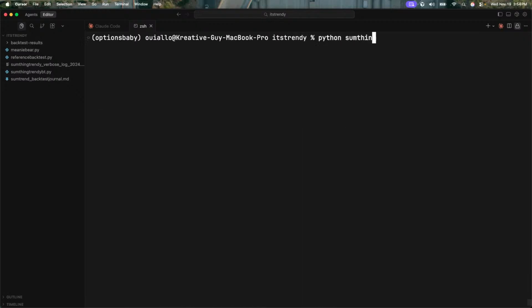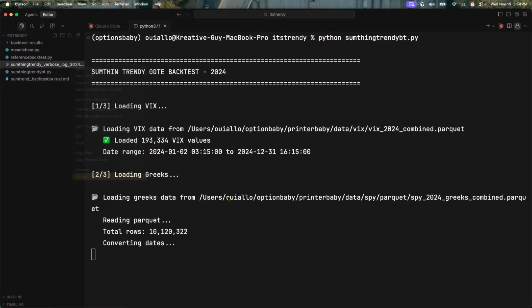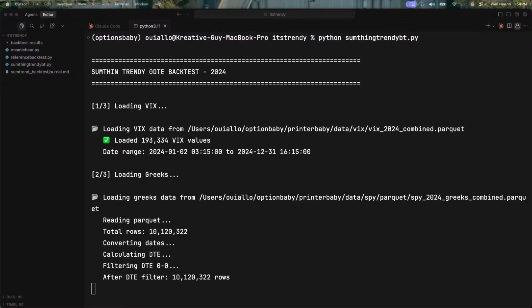Python trendy bt.py. Look at that, I can spell. Contrary to belief. All right, so the backtest is running, and I'm gonna shut up. I'm just gonna let this backtest run so y'all can see it from start to finish. I'm gonna grab some water. I'll be right back.